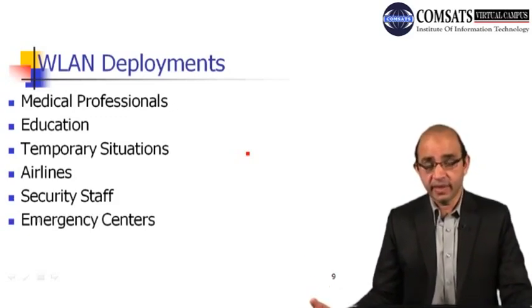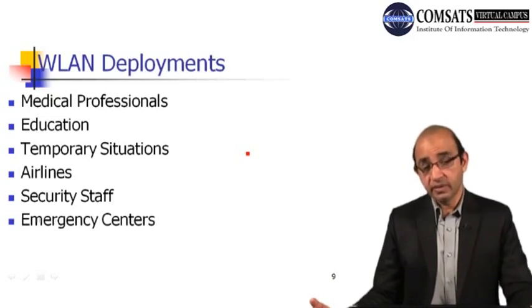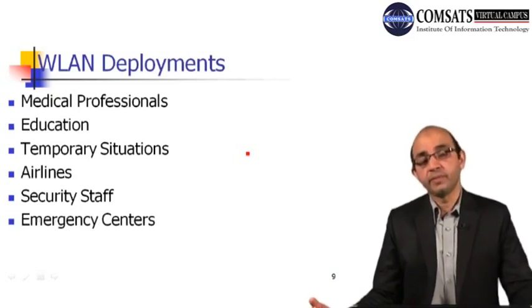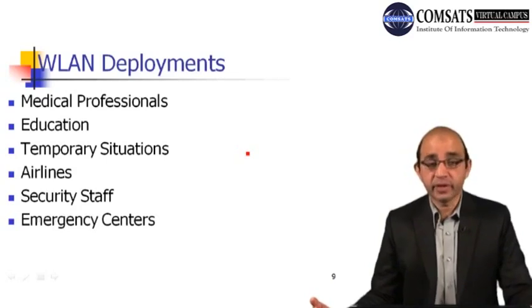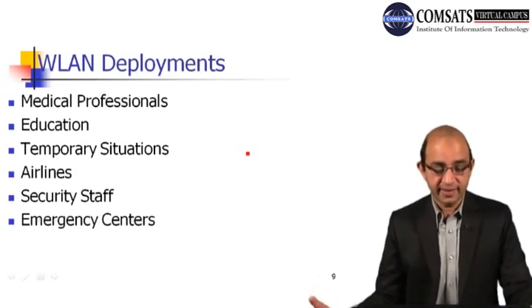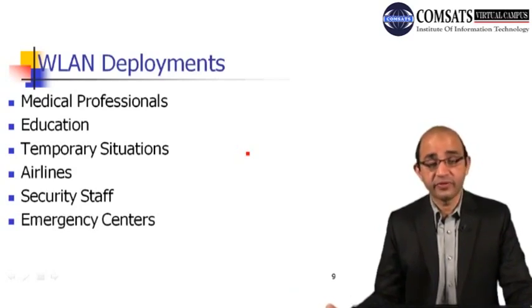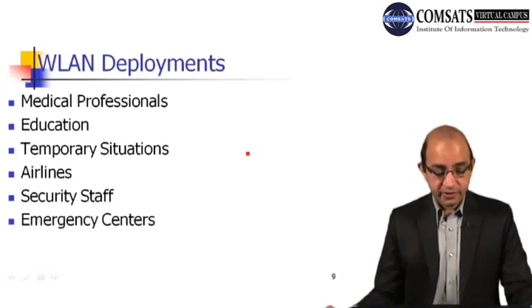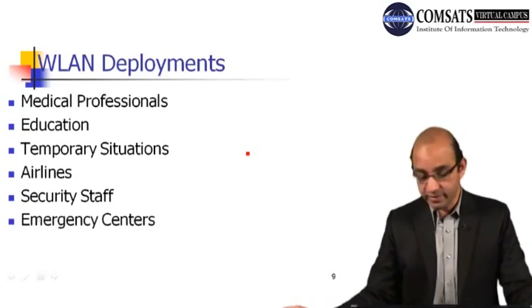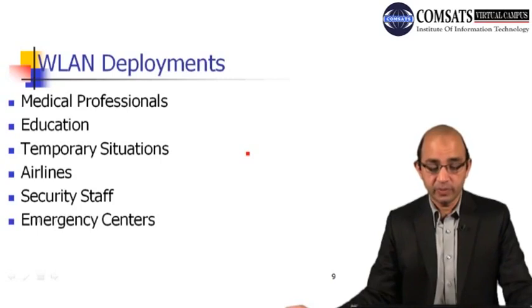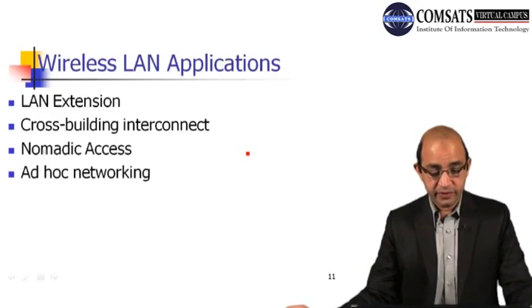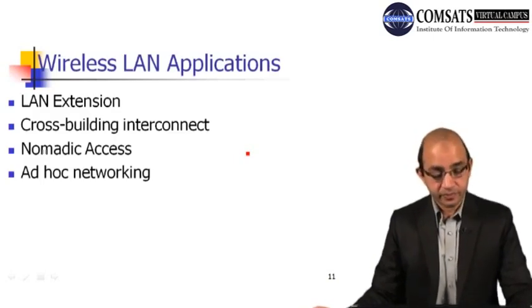Then airlines, right? So nowadays we have internet access when we are traveling from one point to another by using some airlines. Some of the airlines are providing internet access. So security staff, this is also important, that the security staff don't want to carry their infrastructure with them all the time. Then emergency centers, right? So these are all the deployment venues for wireless local area network infrastructure. So here are some of the applications.